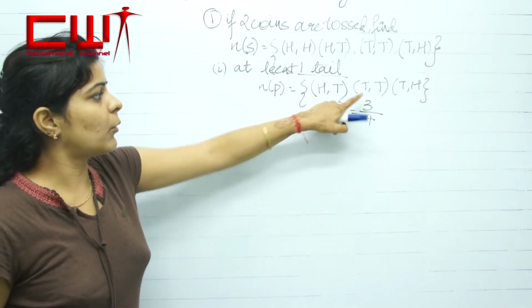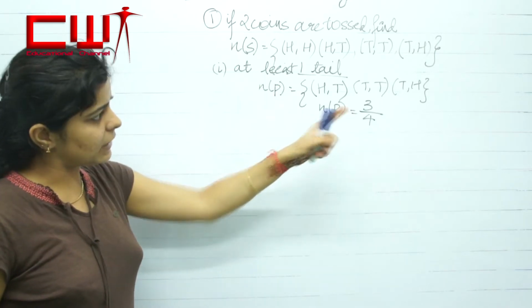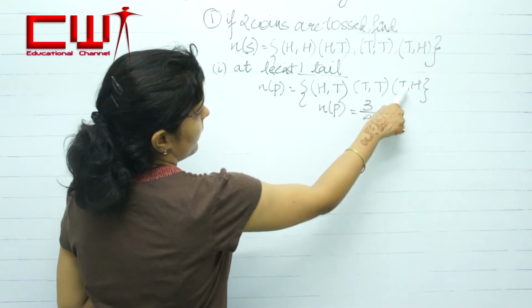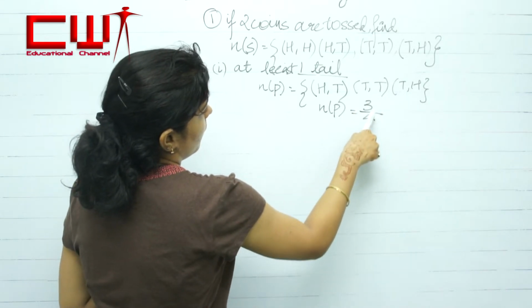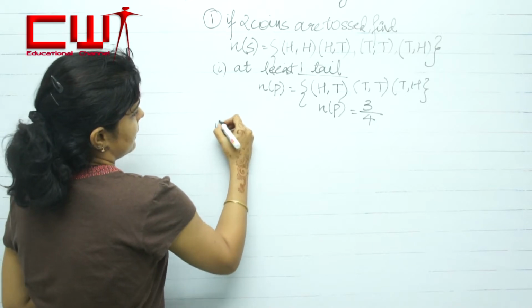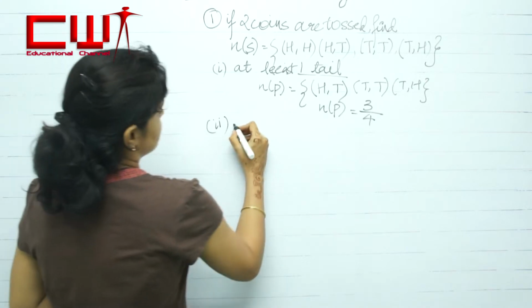Remember, required probability means at least one tail. One tail in every set or more than one. So here you have got one tail, here 2 tails, here one tail. So this is the required probability divided by the total probability. See what they say in the next situation. Next situation they say no head turns up.